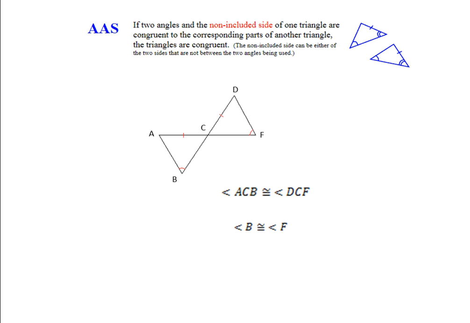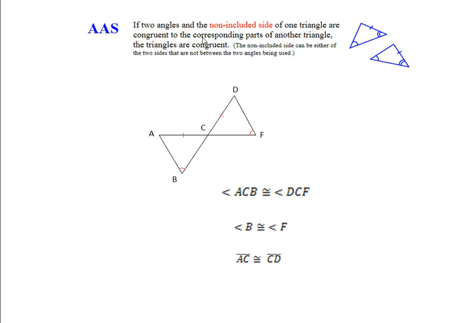Then I have angle B is congruent to angle F. I don't have to use 3 letters here because it's clear which angles are F and B. And they were already given in my picture. And then side AC is congruent to side CD.